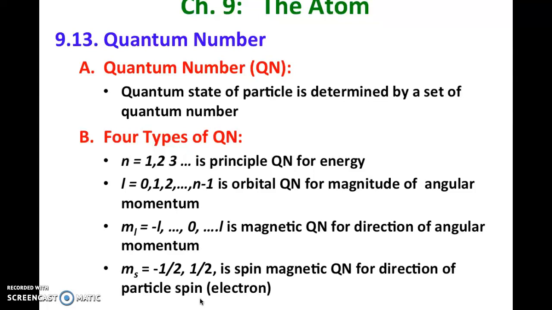The magnetic quantum number is for the direction of angular momentum, denoted by m_l, and valued as the integers from negative l through positive l. The spin quantum number is for the direction of the particle spin, denoted by m_s, and valued as negative half and positive half for spin-half particles such as the electron.